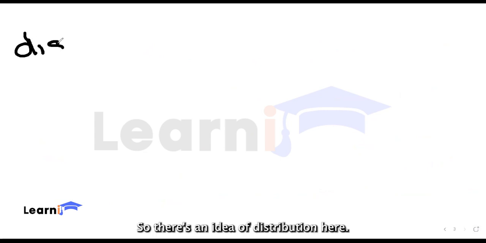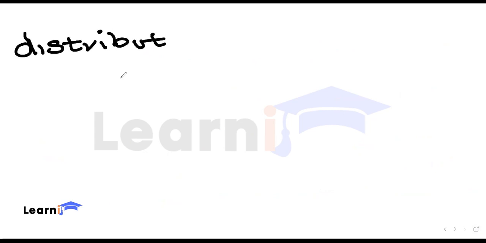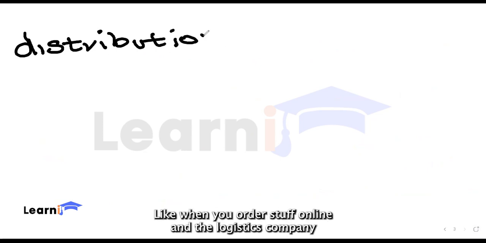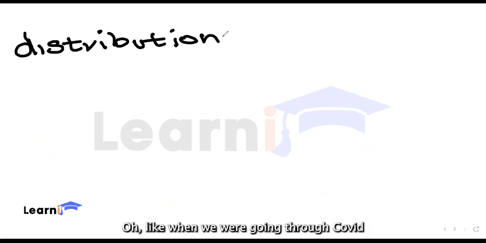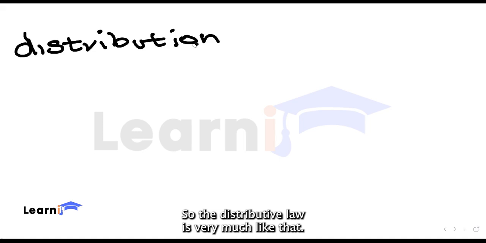So there's an idea of distribution here, and distribution just means spreading out, or it has an idea of logistics by it. Like when you order stuff online and the logistics company delivers to you, they distribute it to you. Or like when we were going through COVID and everybody needed to get their vaccine, those vaccines were distributed throughout the world. So the distributive law is very much like that. It has that same idea.